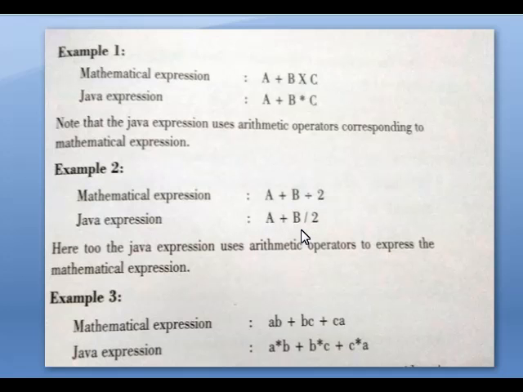The next one is the mathematical expression AB plus BC plus CA. In mathematics it is okay, but in the Java expression you have to mention it as A into B plus B into C plus C into A.